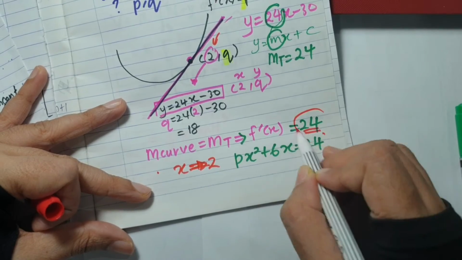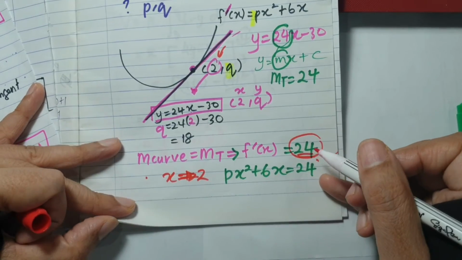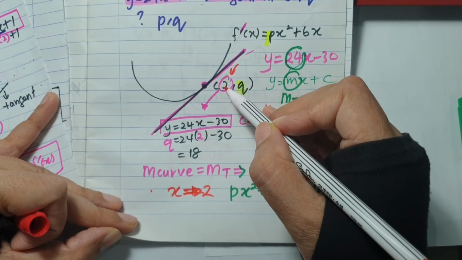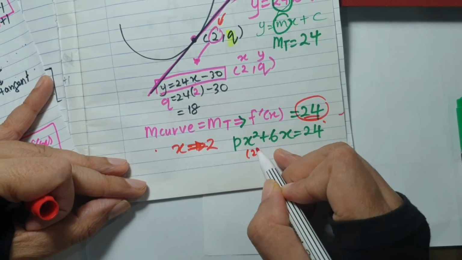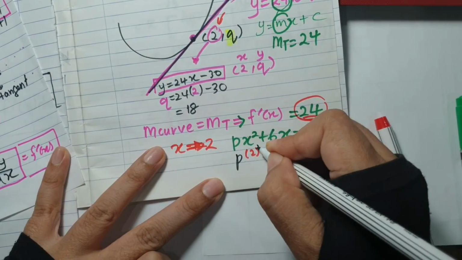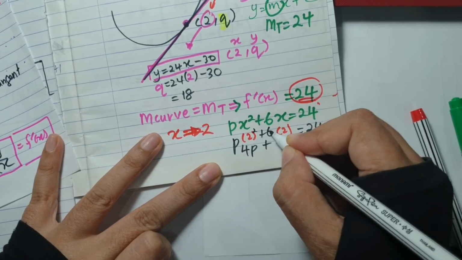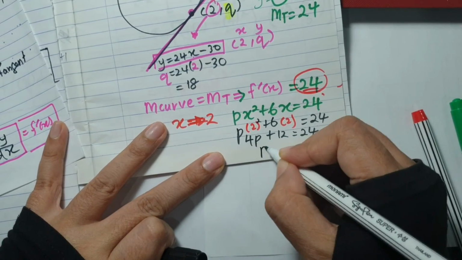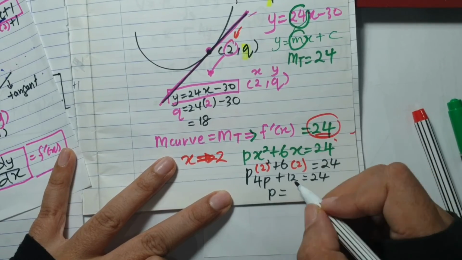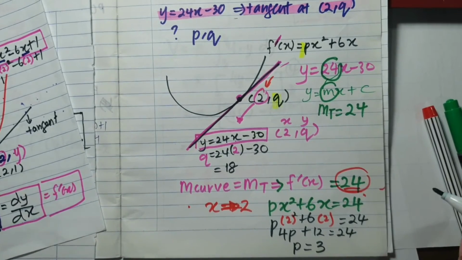Okay, so when x is 2, the gradient of the tangent is 24. Right, syarat dia, gradient tu adalah nilai dia 24 sekiranya x tu adalah the value of x is 2. So, ganti x sebagai 2. So, you can find the value of P right now. 2 squared is 4. 4P plus 6 times 2, 12. So, P is 24 minus 12. 12 divided by 4 is 3. So, you get the value of P already.